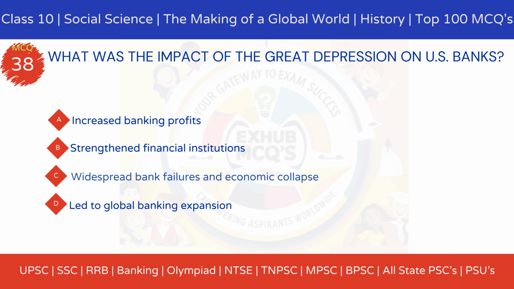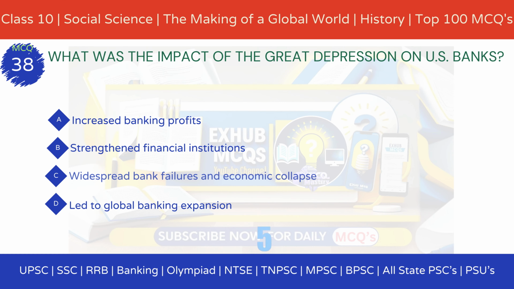banks? Option A: increased banking profits. Option B: strengthened financial institutions. Option C: widespread bank failures and economic collapse. Option D: led to global banking expansion.